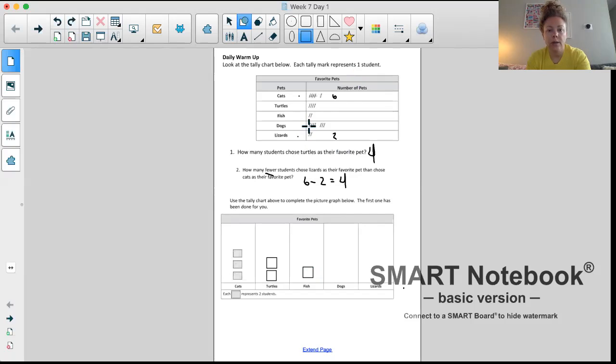You see, I know that this group is equal to 5 without counting, because after the 4th line, the 5th one goes this way. So if you see a group with a line this way, you can just automatically know that that equals 5. So we have 5, 6, 7, 8. So we can count to 8 by 2. So our box is 2, 4, 6, 8. And lizards, 2 kids liked lizards, so that means just the 1 box there for lizards. Okay, our warm-up is all done.